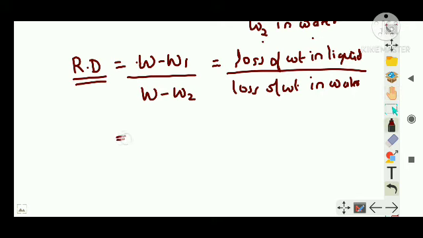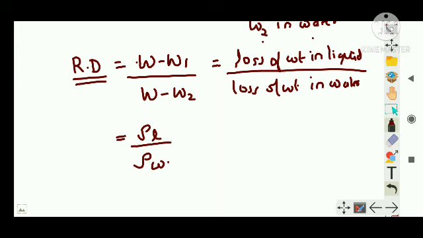Relative density you have already learned as density of that object by density of water. When you compare the object's density with the density of water, it is usually known as relative density.